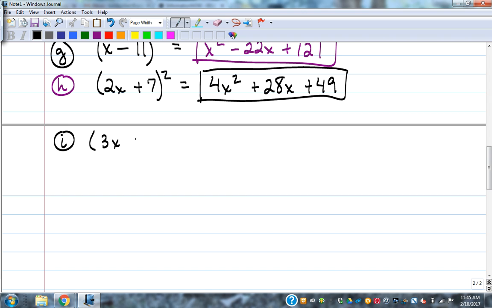Let's say we had 3x plus 5 squared. What's the first term? Try again. 9. Square 3. Not 3 times 2, but square it. It'd be 9x squared. The middle term is 5 times 3 is 15. And then double that to 30x plus 25.